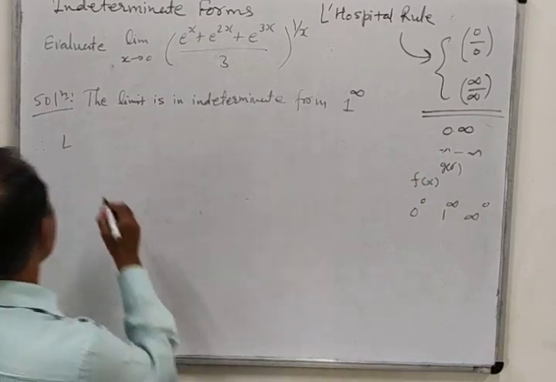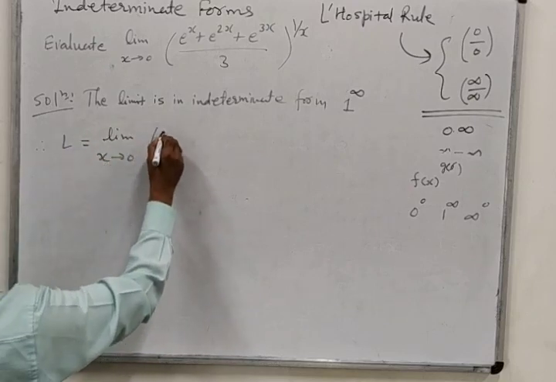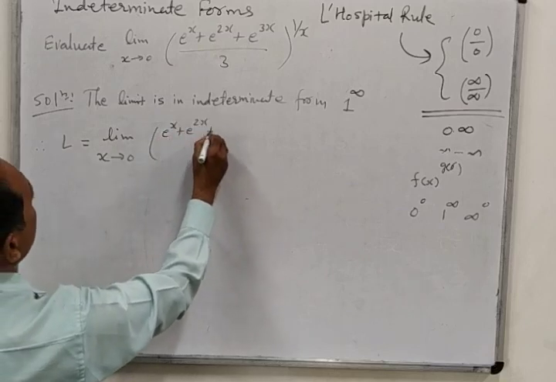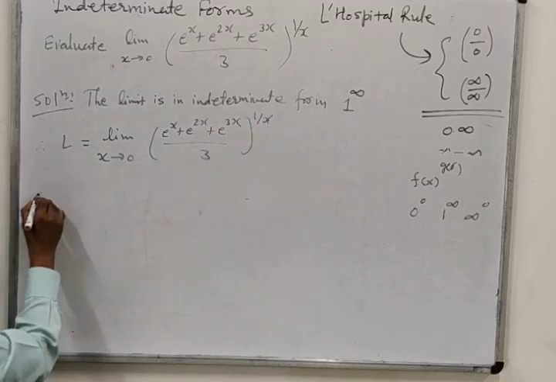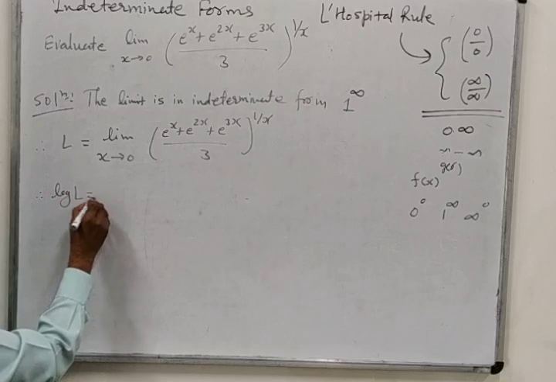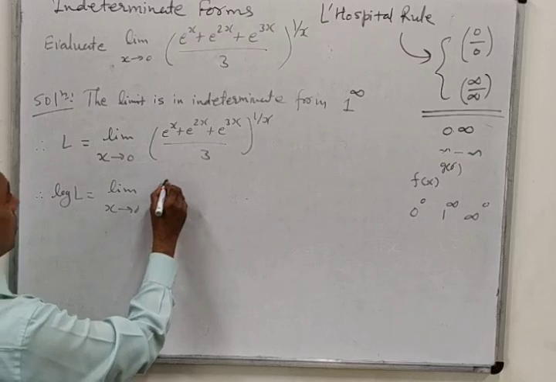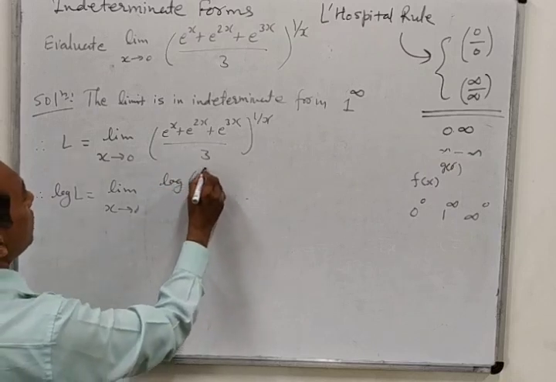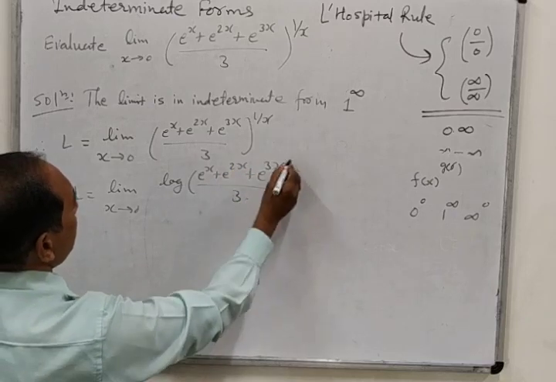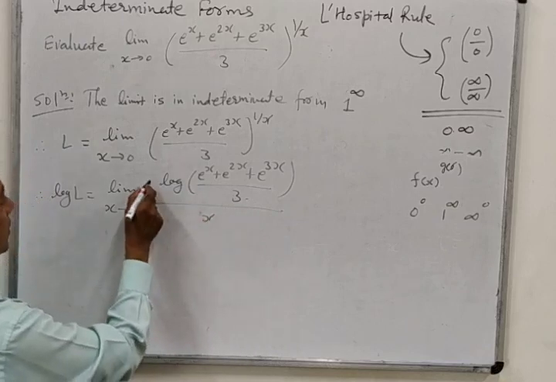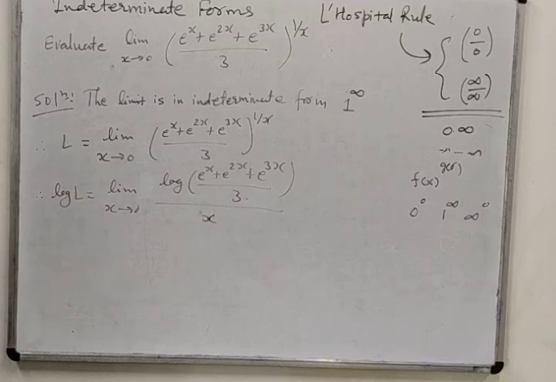So I told you that first assume the given limit as L. So it is e raised to x plus e raised to 2x plus e raised to 3x by 3, whole raised to 1 by x. Now we will take log of L, log on both sides. So if we take log, then this 1 upon x will come down. So log of e raised to x plus e raised to 2x plus e raised to 3x by 3, divided by x. It is actually into 1 upon x, but I have written this x in the denominator directly to avoid one more step.